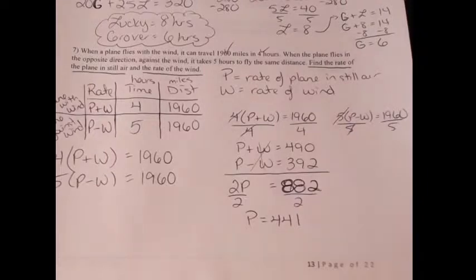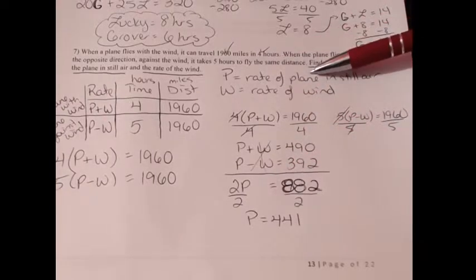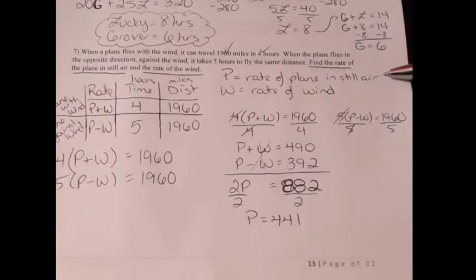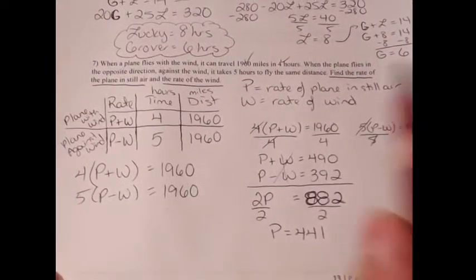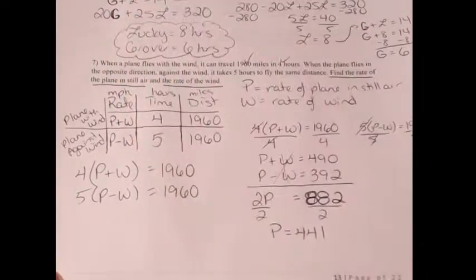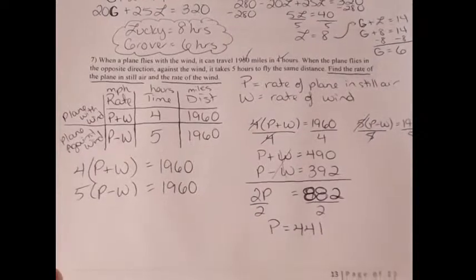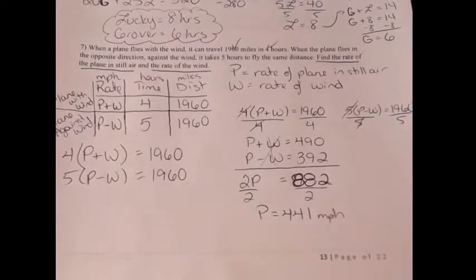Now, let's think about this for a moment. P represents the rate of the plane in still air. And the rate is in terms of miles per hour. We know it is because it's hours and miles. So let's write miles per hour above the rate. So we have just found the rate of the plane. It's 441 miles per hour. I'm just going to put a note here. We are going to write our answer in a designated section. But I still need to find the rate of the wind.